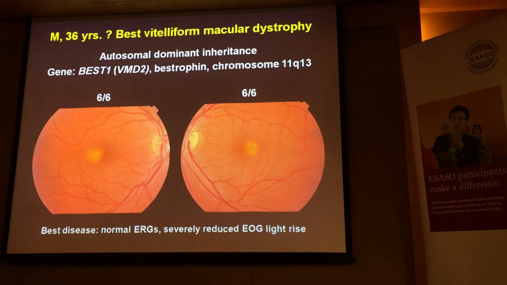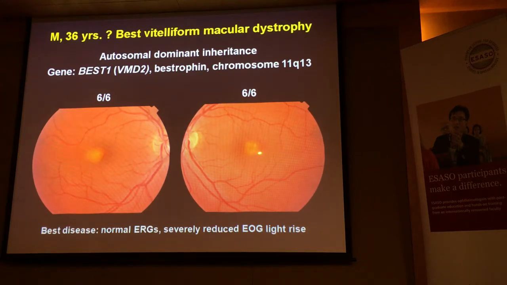The most common disease with which EOG recording is associated is Best disease, an autosomal dominant macular dystrophy. They used to call it VMD2, but now they changed it to BEST1. It encodes bestrophin, and the chloride channels which are responsible for the depolarization of the basal membrane in light are made up of polymeric bestrophin.